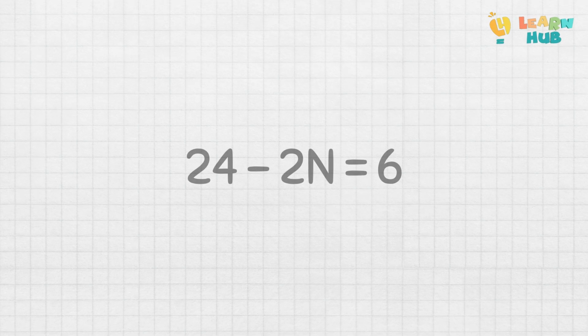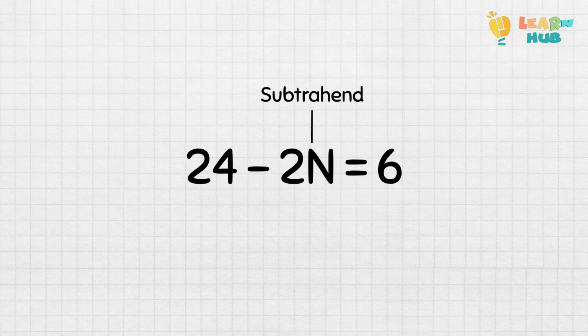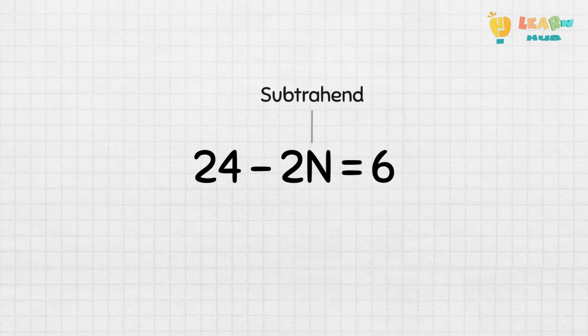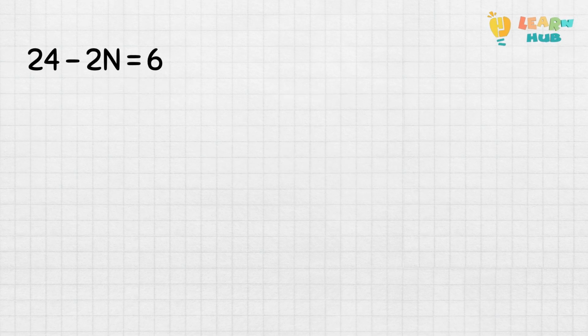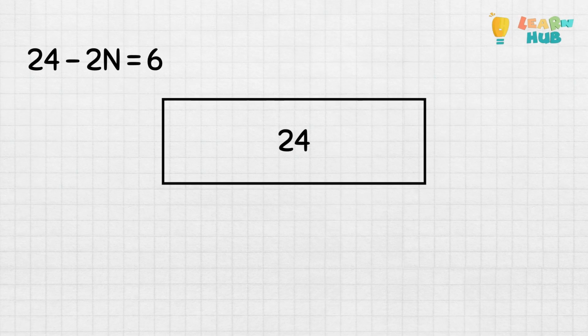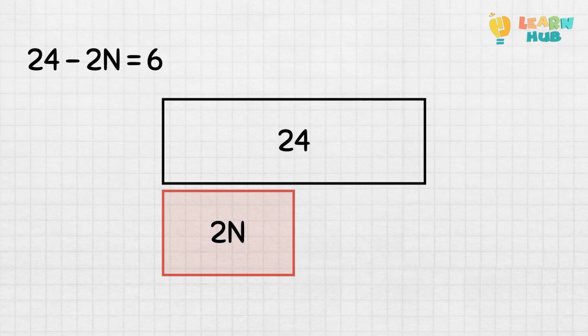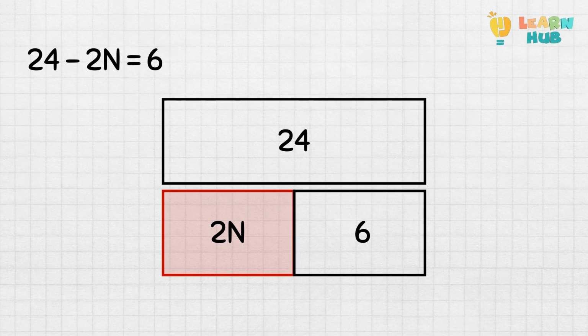One last example where n is in the subtrahend. Find the value of n in the equation 24 minus 2n equals 6. What is your minuend? Correct, it is 24. Let us draw a bar for 24. What is the subtrahend? It is 2n. Since we do not know n, let us draw a rectangle with a known length for 2n. Then, another for 6, the difference.